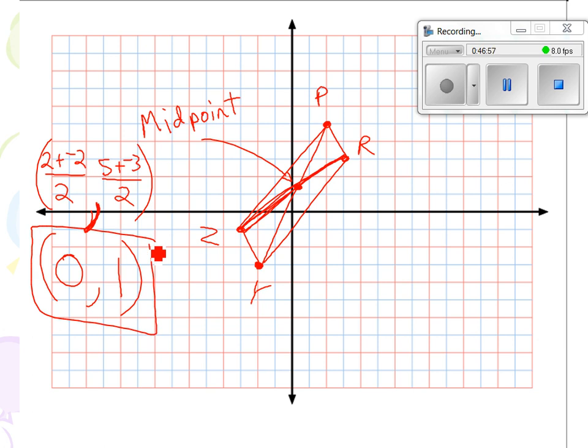If we did it the other way, if we use Z and R, guess what we should come up with? 0, 1. Same thing. If you were actually trying to prove that this was a parallelogram, you'd want to find the midpoint of ZR and the midpoint of PY, and they should be the same. Next question. Number 1 on page 3, please.